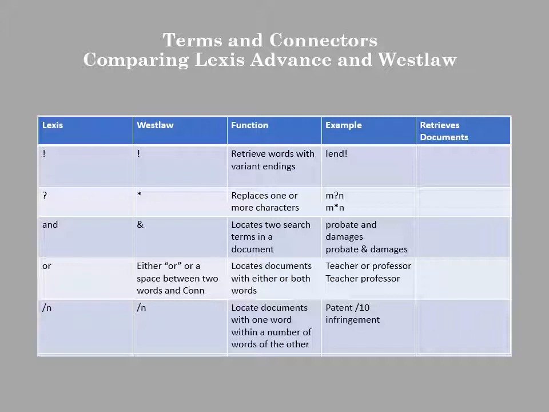If you wanted to replace a letter, in Lexis you use a question mark, in Westlaw an asterisk. So if you wanted to search for men or man, you wanted to search for both of them, no need to put both of them into your search. Put in that replacement character, and it will go search for both.